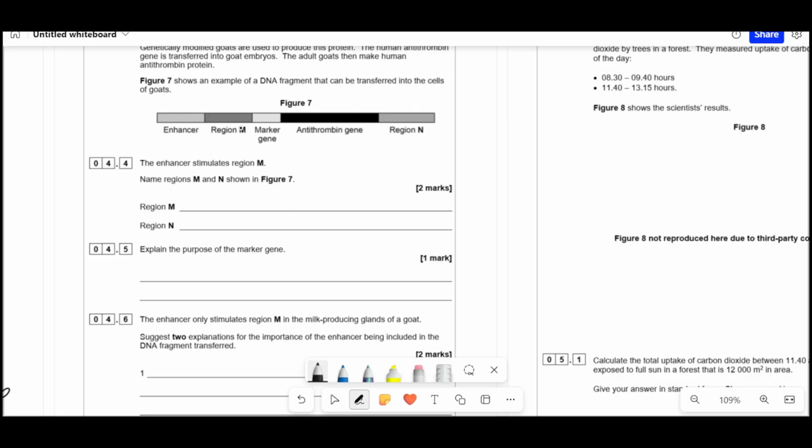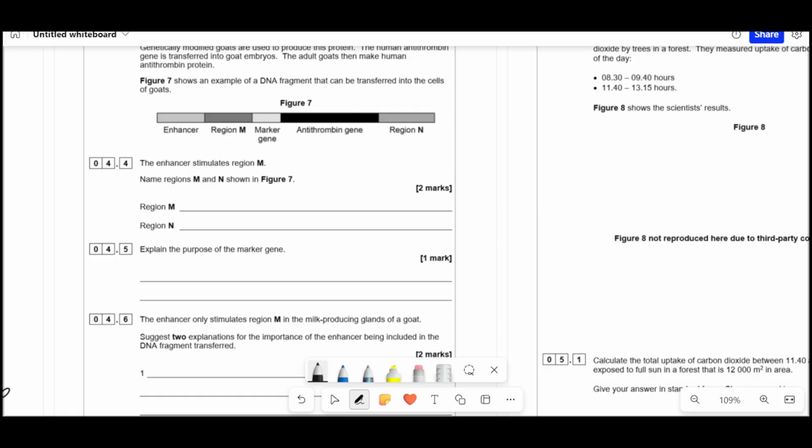So we've got an enhancer, some mysterious M, a marker gene. The marker gene will tell them, hey, this is the gene we want to be mucking around with. It could make it fluorescent, for example, so they know that's what it is. Then you've got the actual antithrombin gene. Remember that genes code for protein. So this is the actual protein bit that's going to lead to your antithrombin protein. And then we've got region N as well.